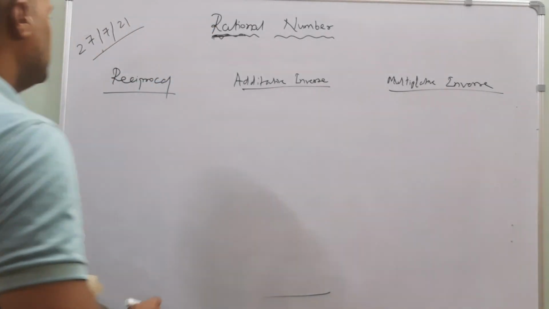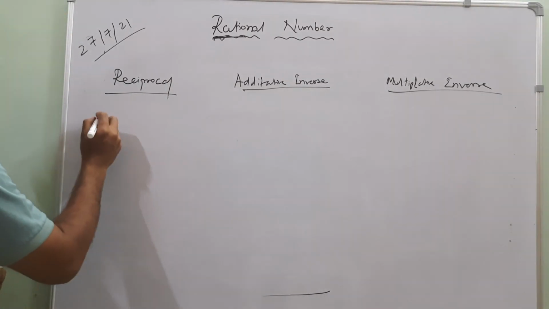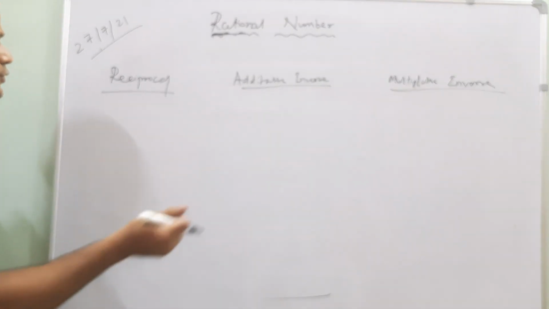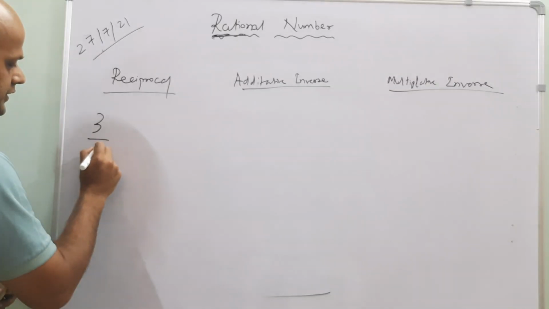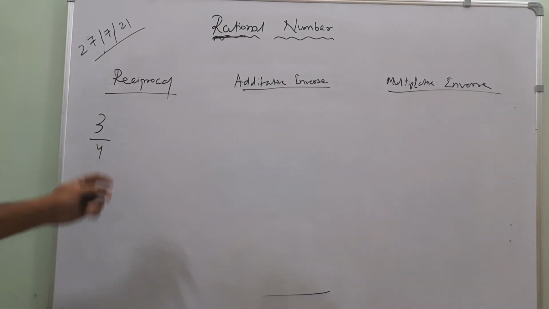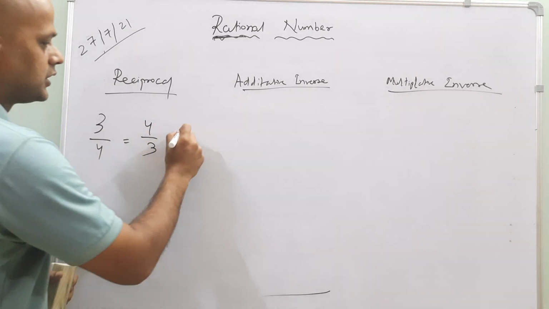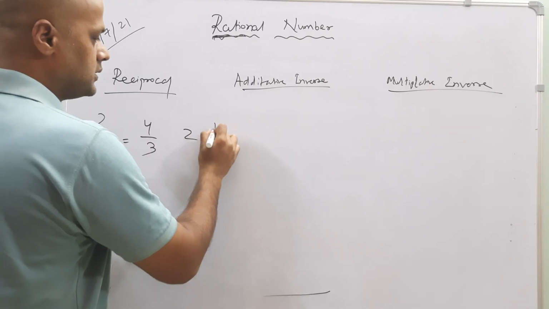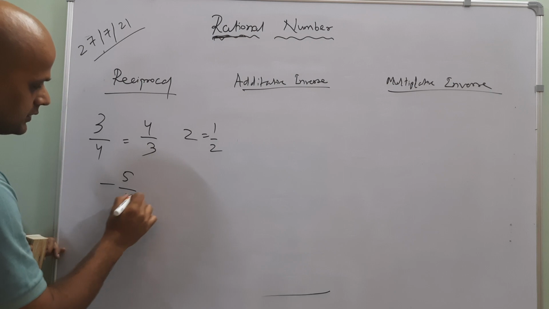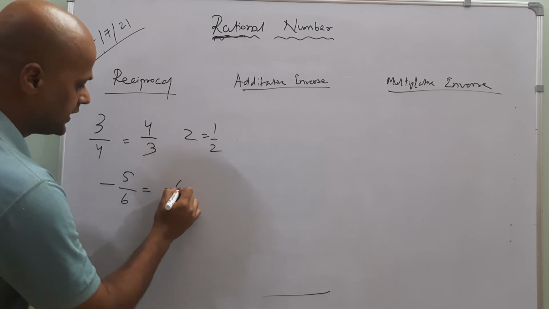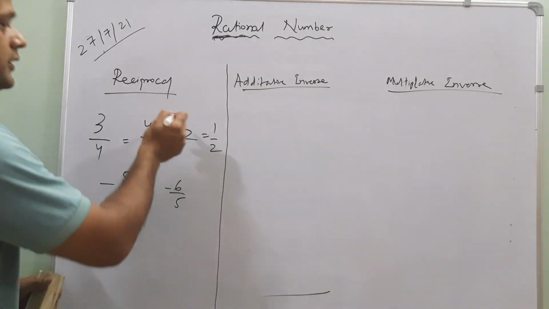So first, what is reciprocal? Let's take an example. Suppose a number 3 by 4 is there. What is the reciprocal of 3 by 4? The answer is nothing but the reverse one. If it is a whole number, the reciprocal is 1 by 2. If it is a negative one, the reciprocal is minus 6 by 5. So this is the meaning of reciprocal.